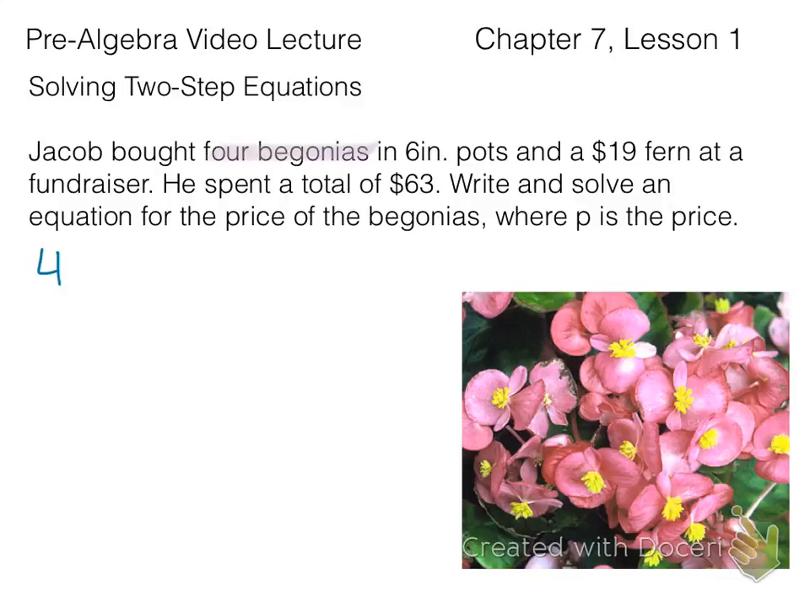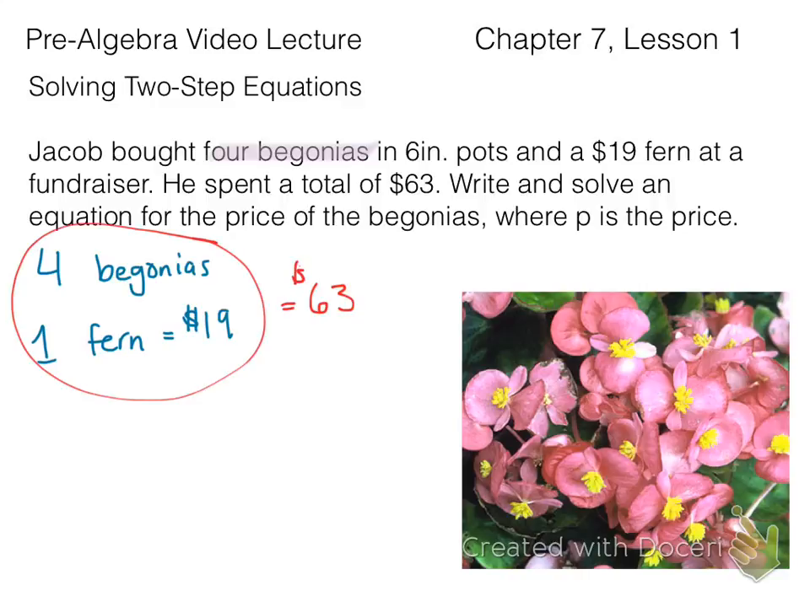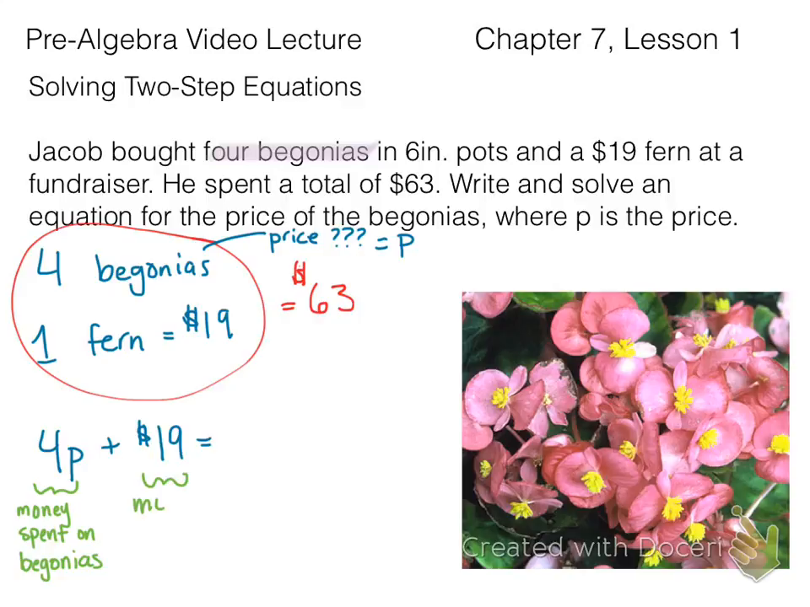So, we have 4 begonias, but we don't know how much they cost. We have 1 fern that cost us $19, and the whole smash cost us $63. So, we need to figure out the price of the begonias, which is going to be P. All right? So if we say that we bought 4 begonias at the price of P, we're going to say that 4 is times P. 4 times P, which is the money we spent on begonias. And then we're going to add what we spent on the ferns, which is $19, and that's going to give us how much we spent in total, which is $63. All right? There we go.